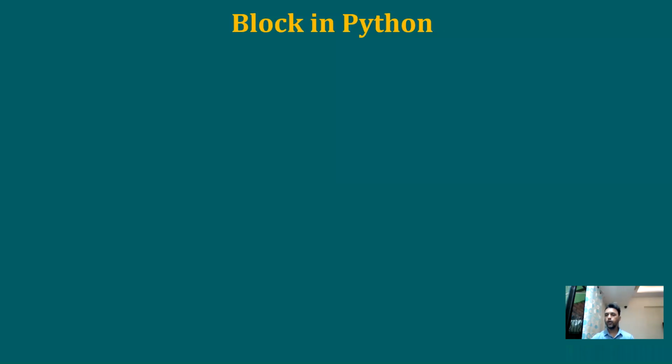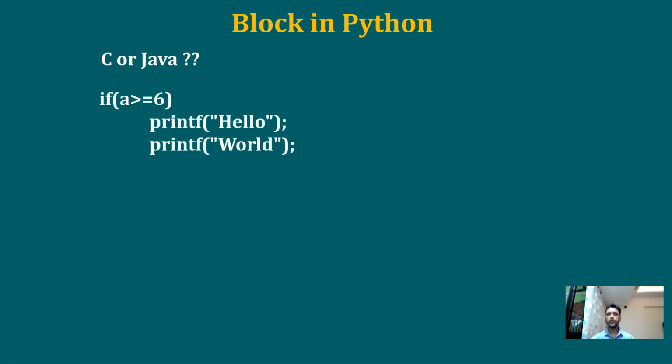Now, first of all, let's talk about C and Java programming language. So the next thing which you're going to see on your computer screen is not the Python programming language, it is the C programming language. Now let's say in C programming language, I write this particular code. So basically what I'm doing is I'm checking a condition over here. If A is greater than equal to 6, I'm writing printf hello, printf world.